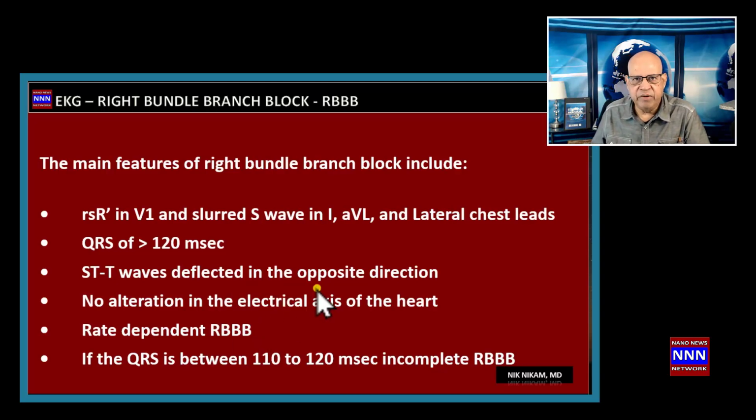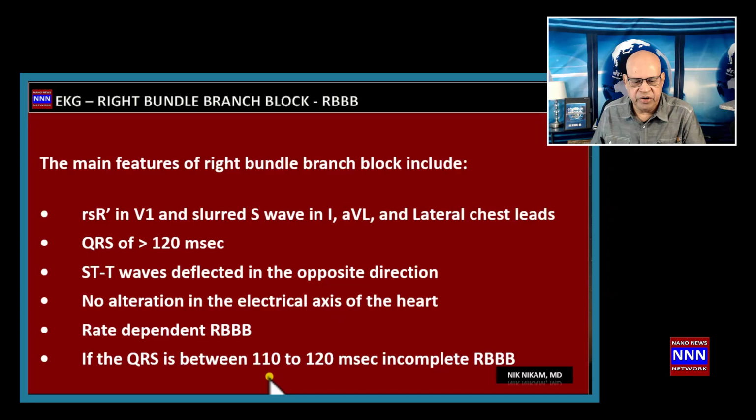Sometimes we can see right bundle branch block which is rate dependent. If the heart rate is like 80, you don't see the right bundle branch block, but when the heart rate goes to 110, 120, 130, you may see the right bundle branch block, and that is called the rate dependent right bundle branch block, because the right bundle is thinner than the left bundle, so the right bundle is more prone to get fatigued during rapid heartbeats. As a result, we may see rate dependent right bundle branch block.